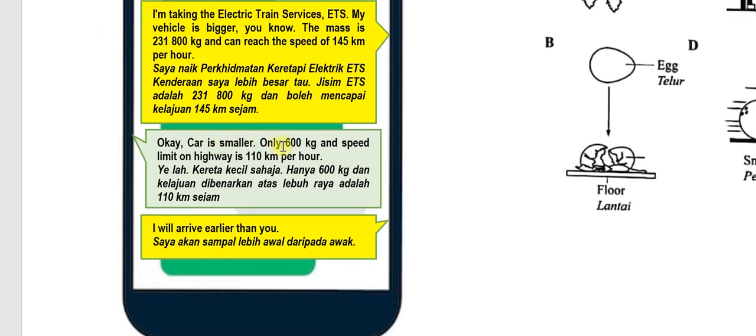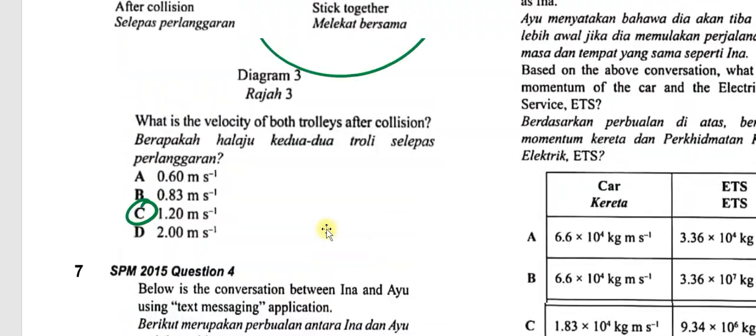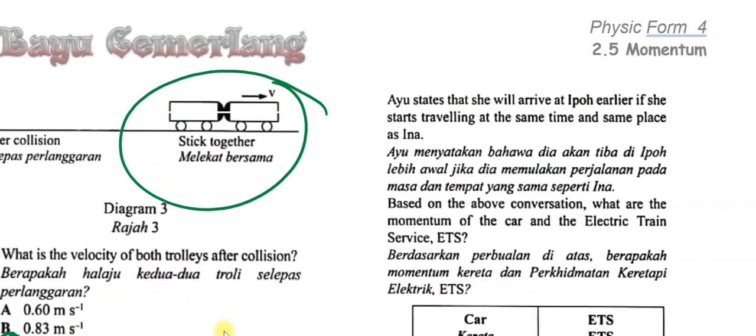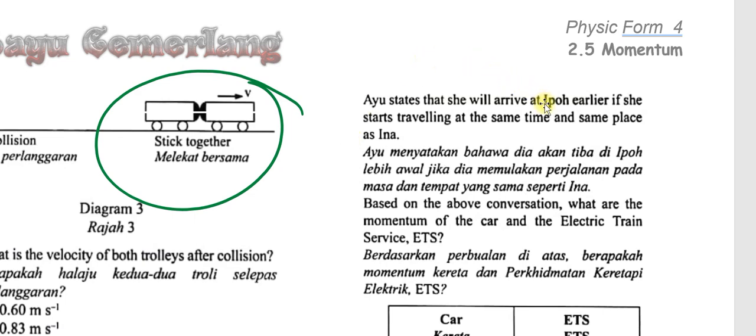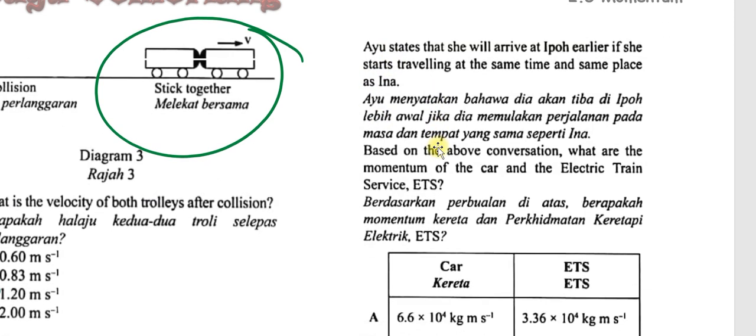Okay, the car is smaller, like we don't know. Only 600 kg, and the speed limit on the highway is 110 km per hour. I will arrive earlier than you. Okay, what was the question? Ayu states that she will arrive at Ipoh earlier if she starts the travelling time at the same time and same place as Ina. Both start at the same place at the same time. So now, based on the above conversation, what are the momentums?